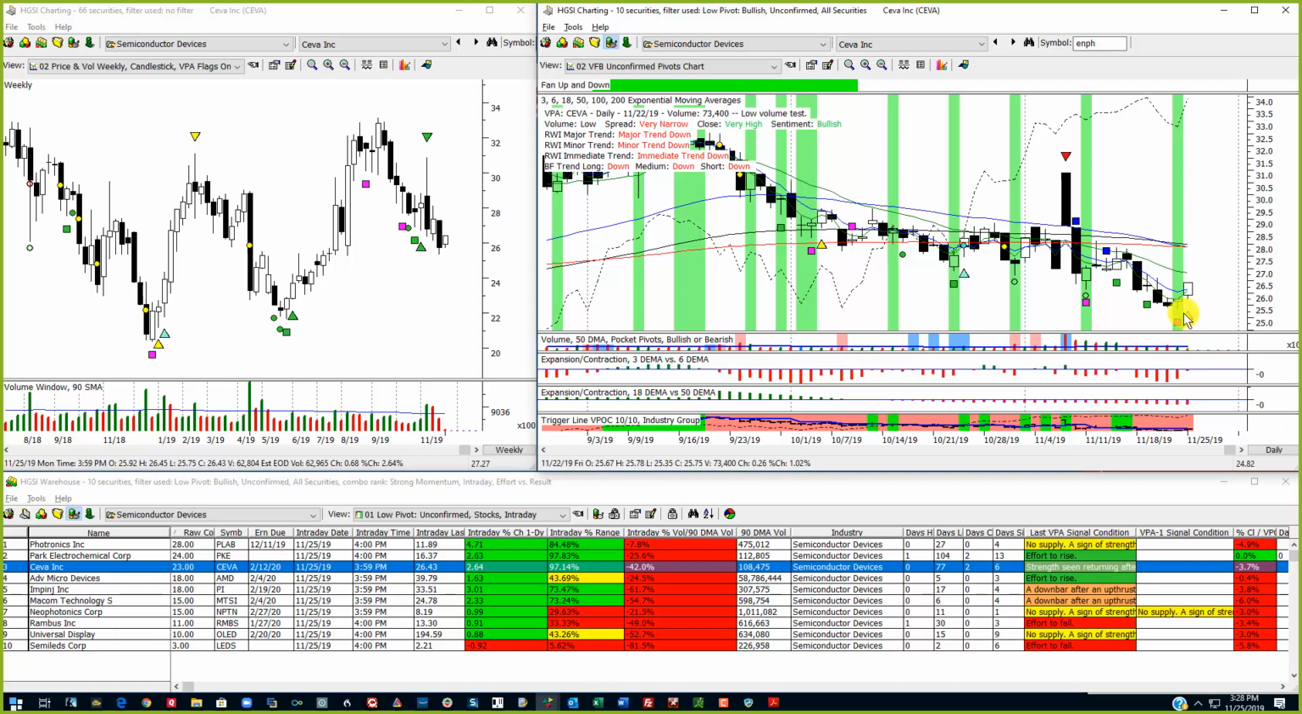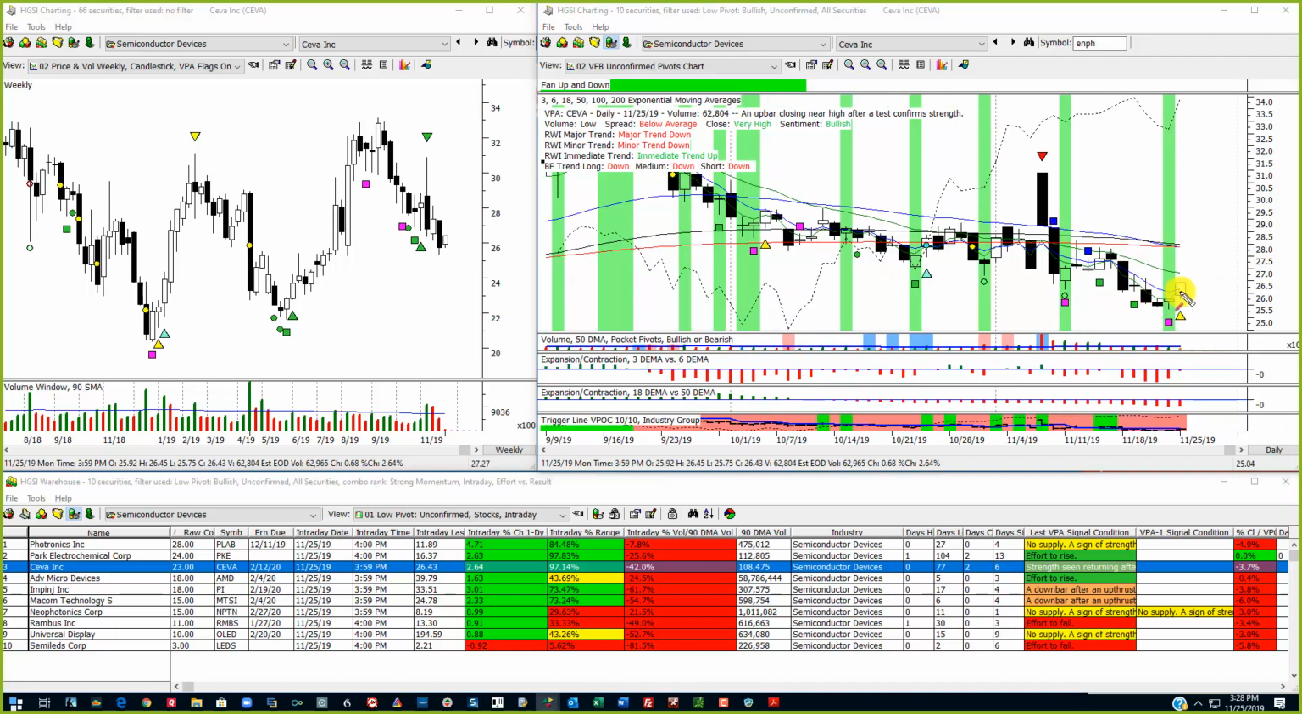There is what some people like to refer to as the J flag. Low volume test followed by a confirmation here. But once again, here is your buy point.